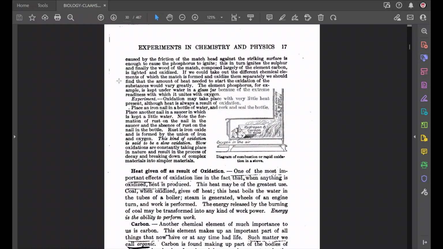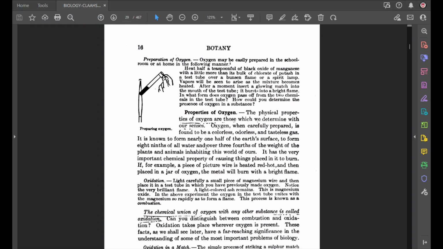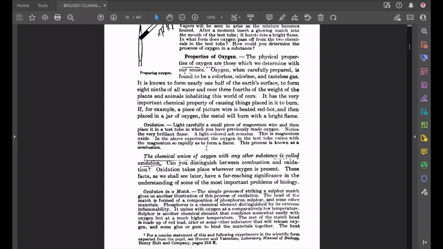I have to clarify one thing there. The textbook says that phosphorus is a chemical element distinguished by its extreme inflammability. Inflammable would appear to mean not flammable. But here it says that the phosphorus actually lights first, right? So what I think is that if you look up the word inflammable, you'll find that it has another meaning where it actually means the opposite, where it means it actually is flammable. So just make a note of that.